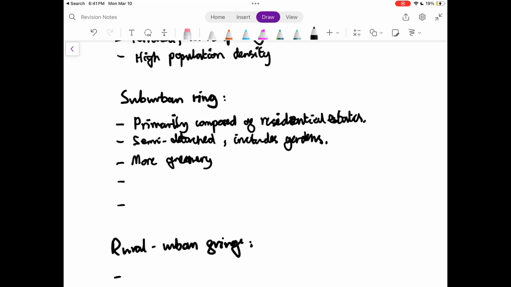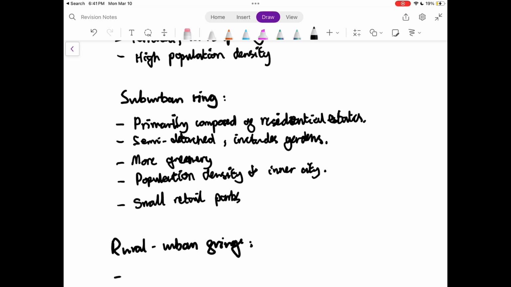And the population density is lower than in the inner city. And finally, you may still find small retail parks here with small shopping centers for necessities such as groceries, food, water, etc.